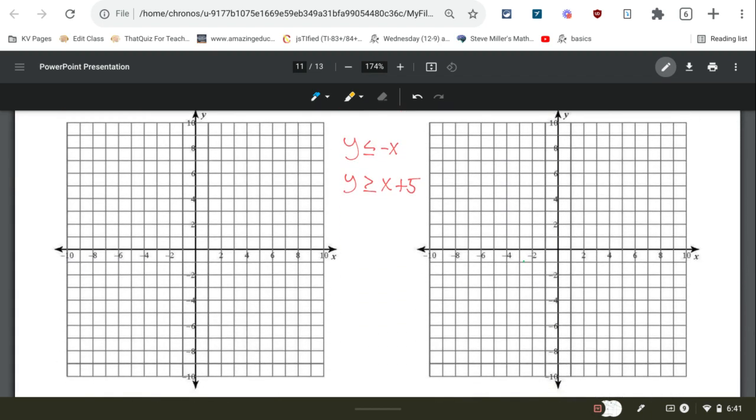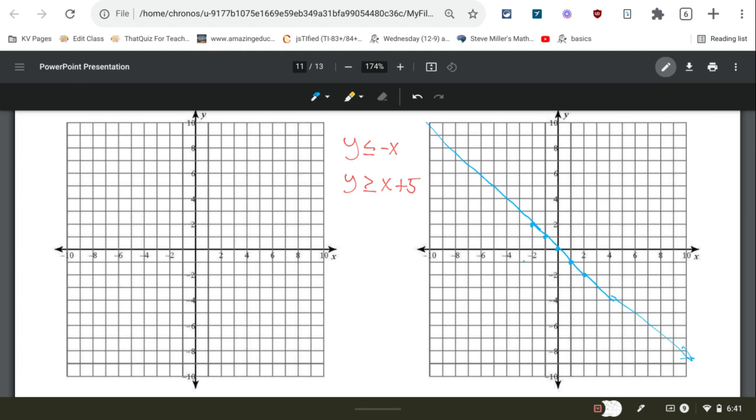Okay. This one, we're going to have y is less than -x. So we would start dead center, and we would go down 1 over 1. Down 1 over 1. Up 1, left 1. Okay. So our line's going to have a negative slope.